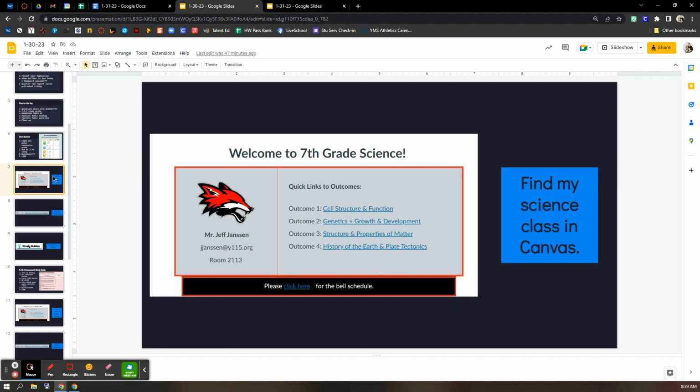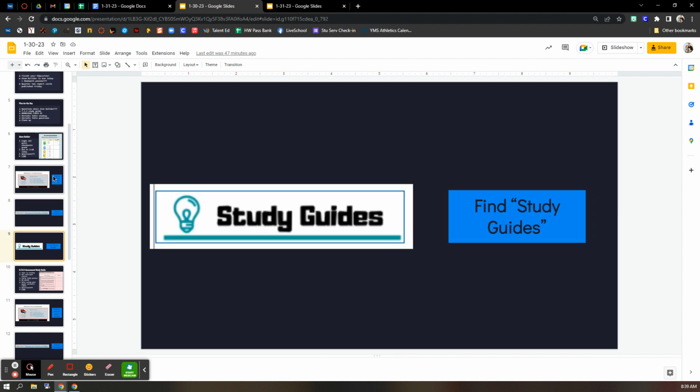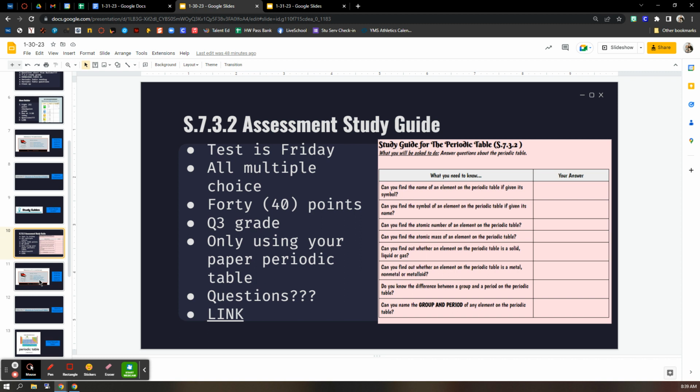In Canvas, in Outcome 3, in Study Guides, this is the study guide that you are responsible for Friday's test. You should receive a paper copy from the sub. The test is all multiple choice. It will be 40 points. It will be your first grade of third quarter. You only get to use your paper periodic table. There are no notes for this test, so just the periodic table and your test. If you have any questions, I will be back on Wednesday.